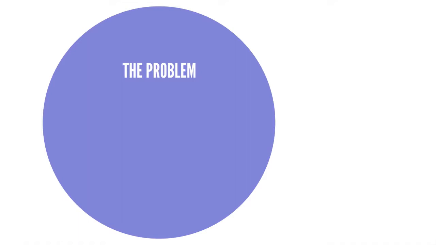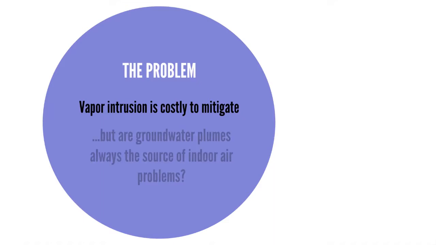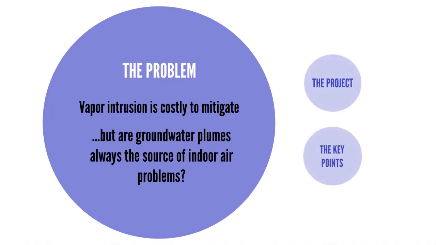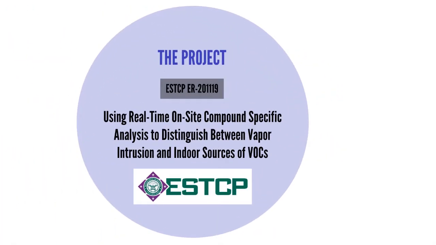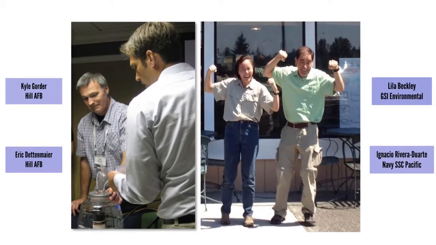Now the problem is that if you've got poor indoor air quality and you think that vapor intrusion is the cause, then this can be a challenging and costly thing to fix. But before doing that, it would be smarter to figure out if the groundwater plumes are really the cause of the problem. A lot of progress in identifying sources of indoor air contaminants was made during several ESTCP-sponsored projects. We'll focus today on one titled, Using Real-Time Compound-Specific Analysis to Distinguish Between Vapor Intrusion and Indoor Sources of VOCs.